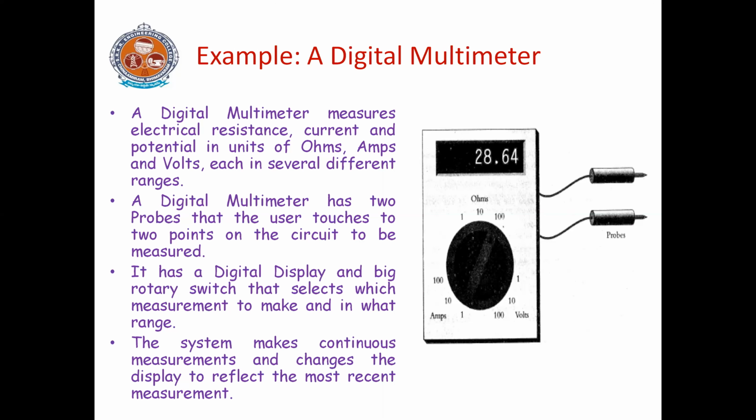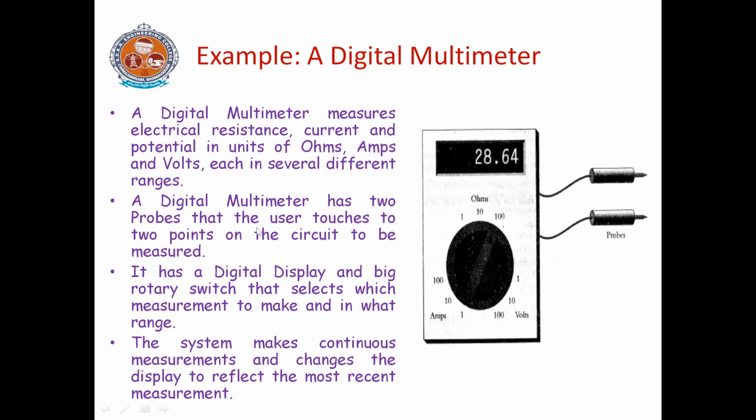If you observe this diagram, you can see it is measuring the electrical resistance, the current, and also the potential. The units have also been given as ohms, amps, and volts. Here the range is given as 1, 10, 100, and similarly for volts also 1, 10, 100. These are the different ranges. Whatever range you want, you can fix at that range.